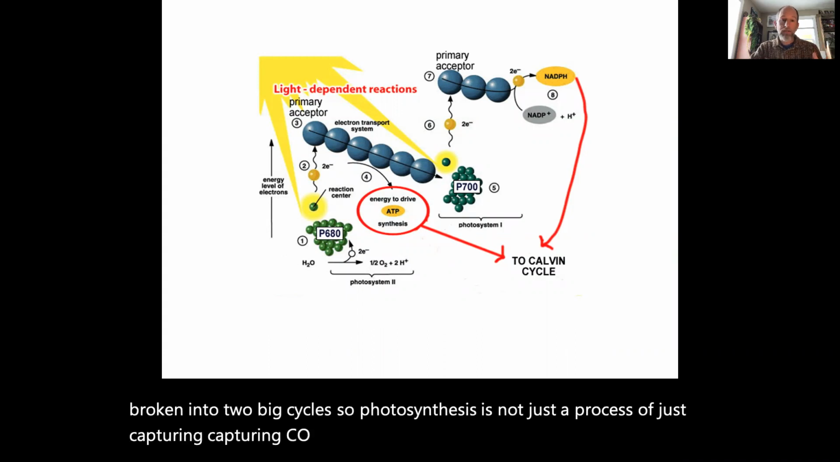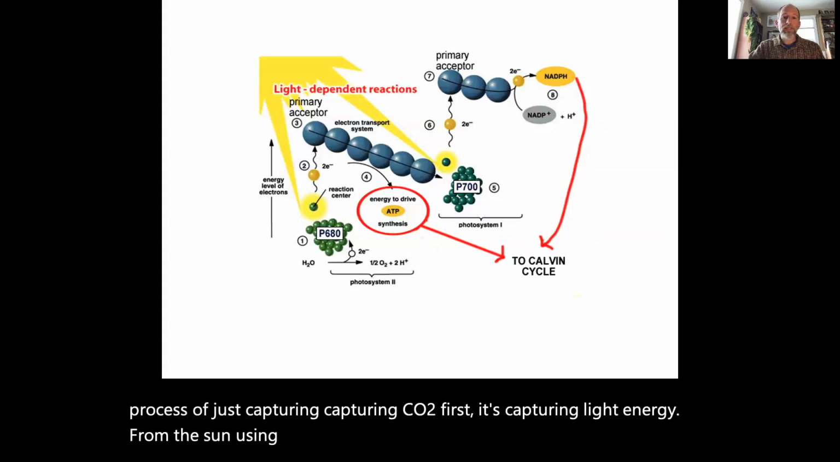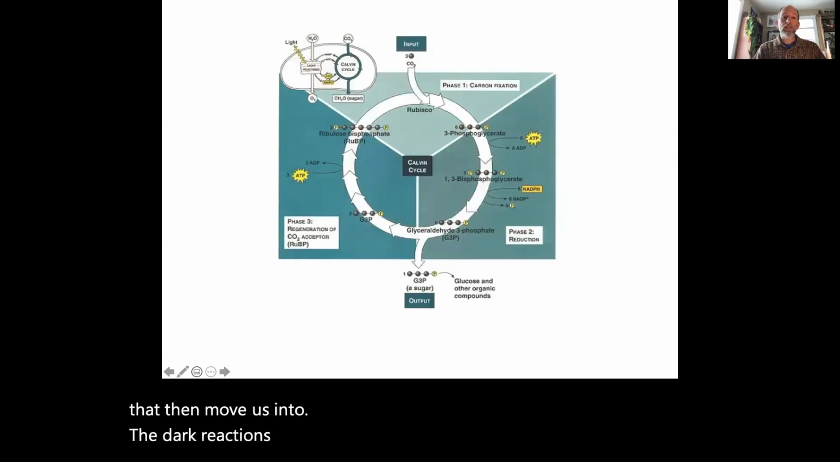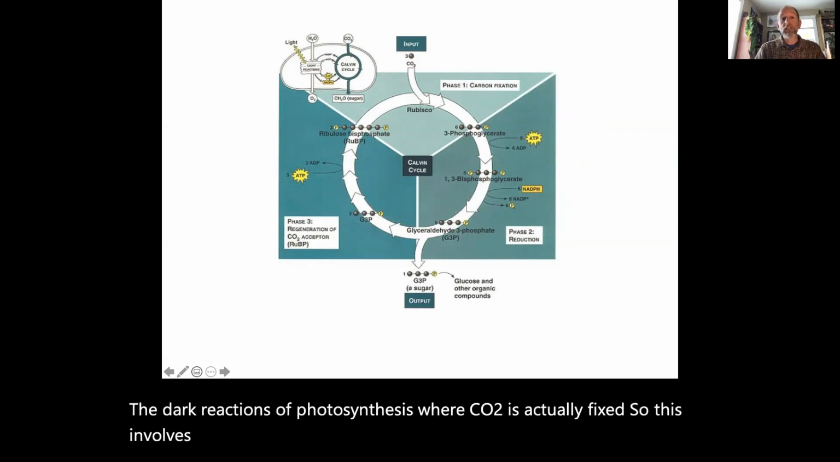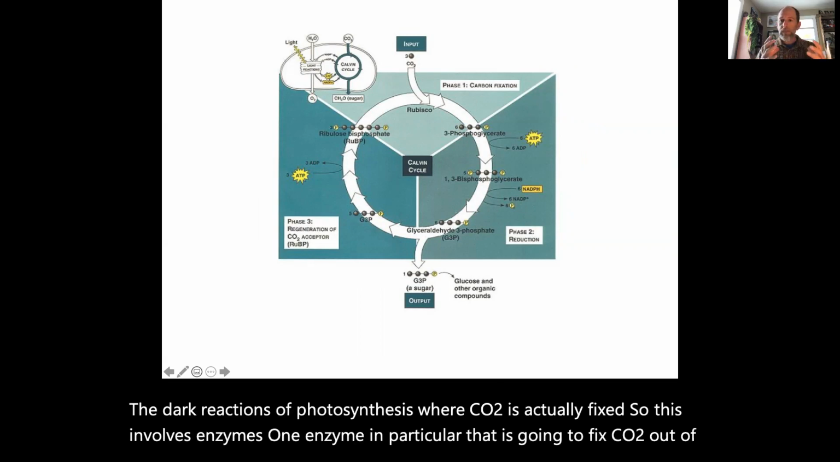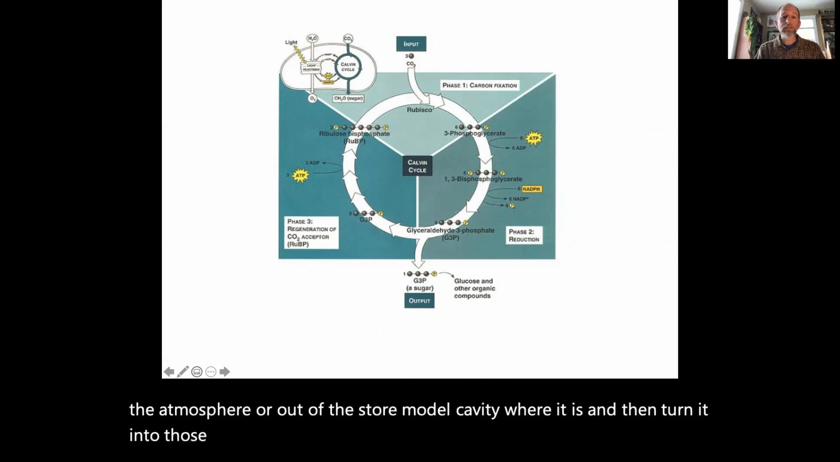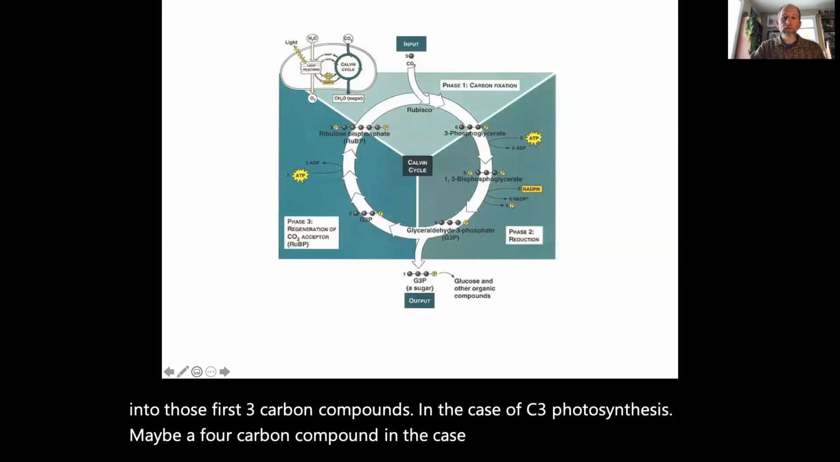First, it's capturing light energy from the sun, using that energy to generate some intermediate products that then move us into the dark reactions of photosynthesis where CO2 is actually fixed. So this involves enzymes, one enzyme in particular that is going to fix CO2 out of the atmosphere or out of the stomatal cavity where it is, and then turn it into those first three carbon compounds in the case of C3 photosynthesis, maybe a four carbon compound in the case of C4 photosynthesis.